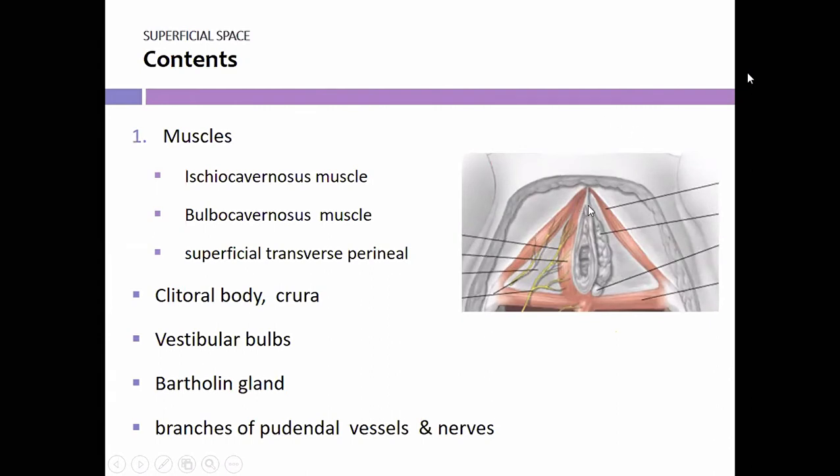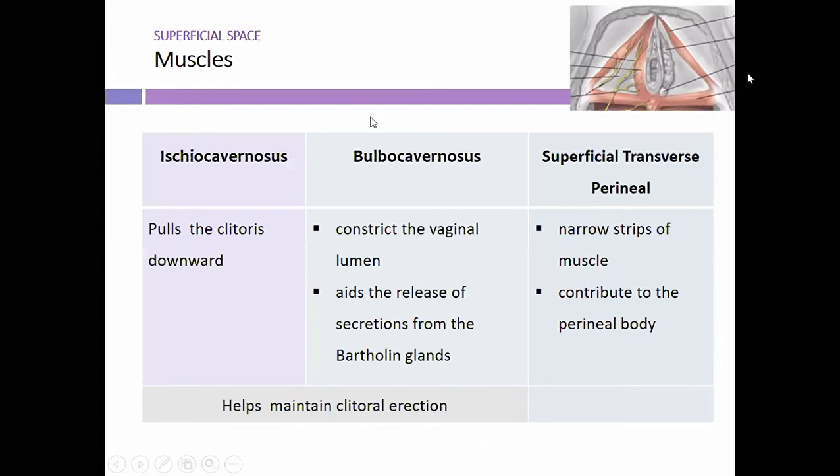Now, what are the contents of the superficial space? You can see here the muscles. This is the ischiocavernosus muscle, the bulbocavernosus muscle, and the superficial transverse perineal muscle. There is also the clitoral body, the vestibular bulb, the ducts of the Bartholin's gland, as well as the nerves, the pudendal nerves. So we go to these muscles first. I mentioned the ischiocavernosus and the bulbocavernosus muscle.